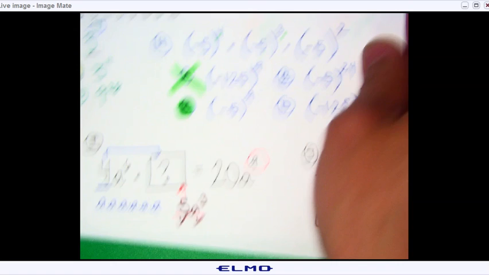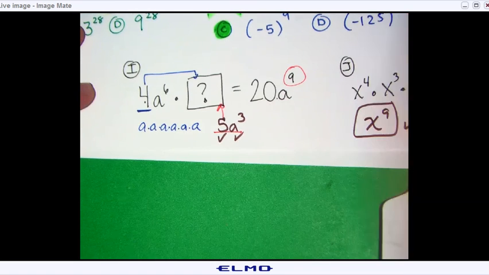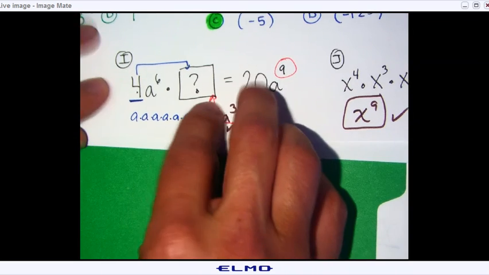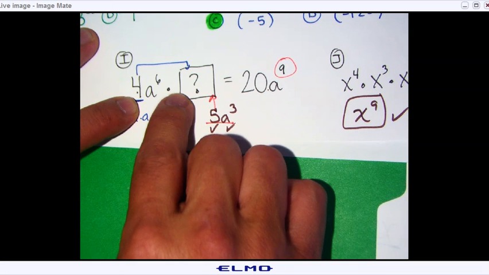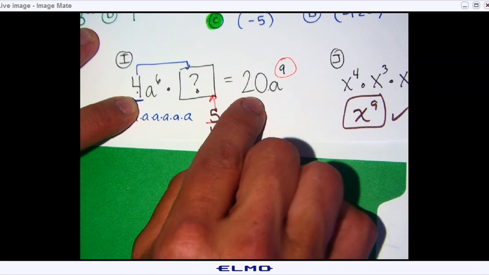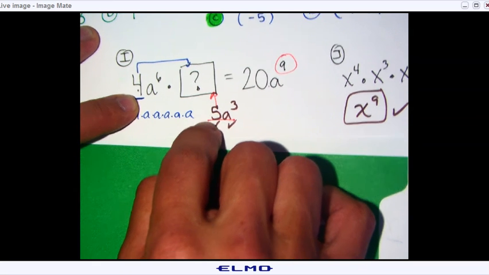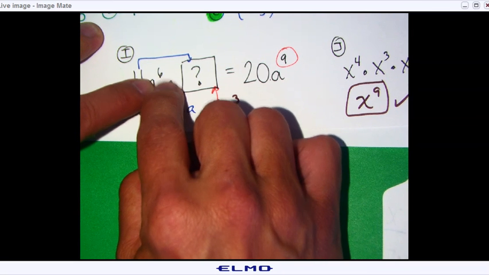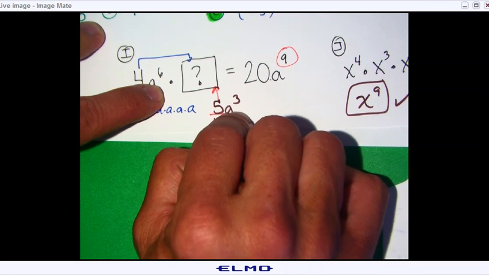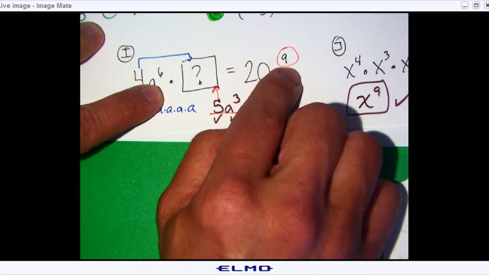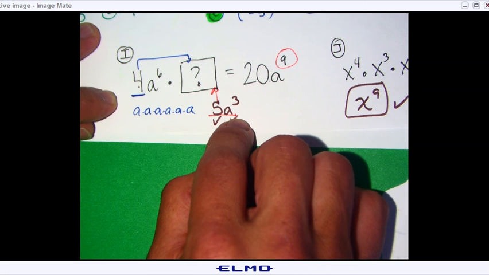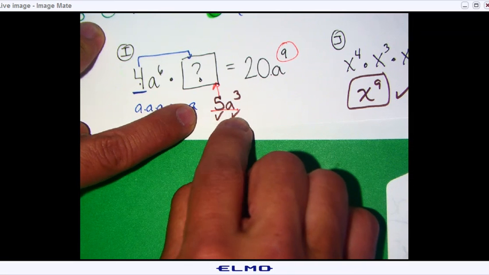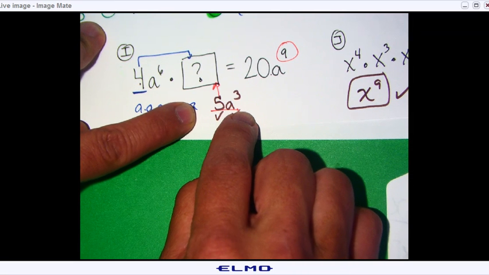All right. And then the next one here is I. Ay, ay, ay. So you have what? 4 times what number will give you 20? Well, 5. And a lot of you guys got this one right. A to the power of 6 times how many more A's do you need to get 9? Well, I need 3 more because I got 6. I need A to the power of 3. So your answer should be 5A to the power of 3.